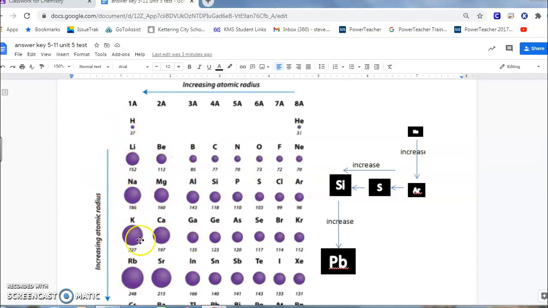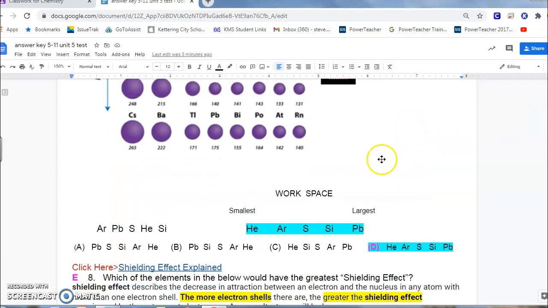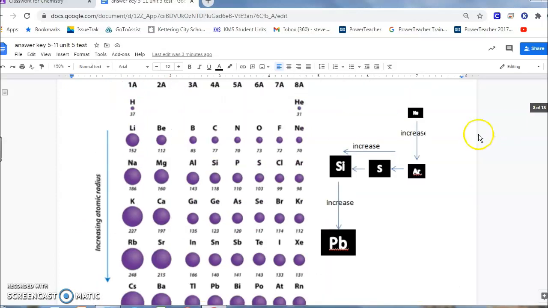So they get bigger going down. They get smaller going to the right. So the smallest ones would be in the upper right-hand corner. So in fact, on our list, we have helium. Helium certainly would be the smallest atom in that list. There's helium up here. Here's the atomic radii. Helium is only 31, so it would be the smallest.